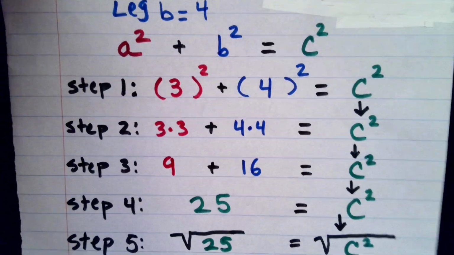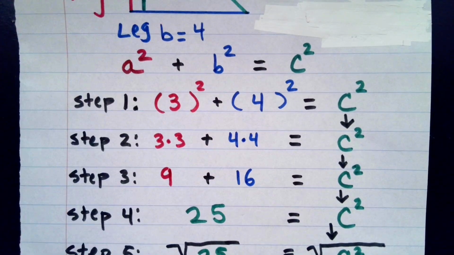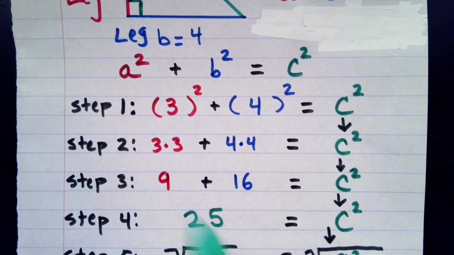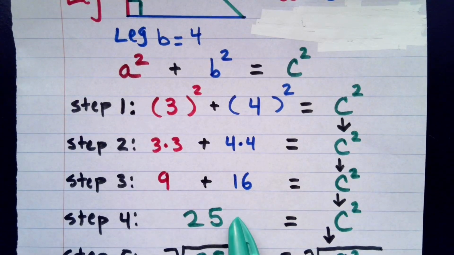For step 4, we will simplify a little bit further. 9 plus 16 is 25.